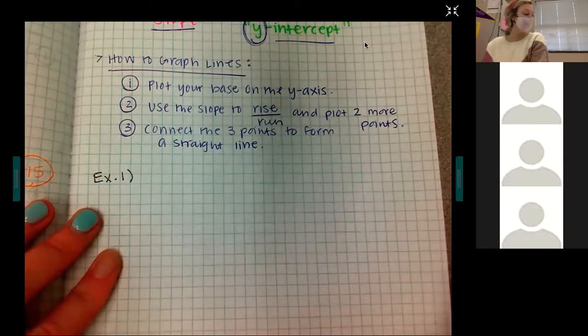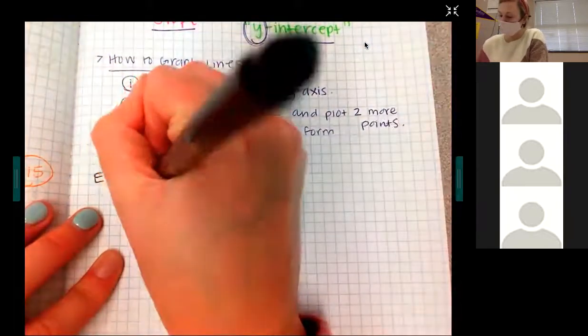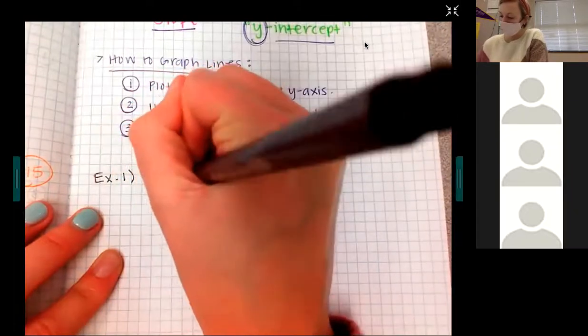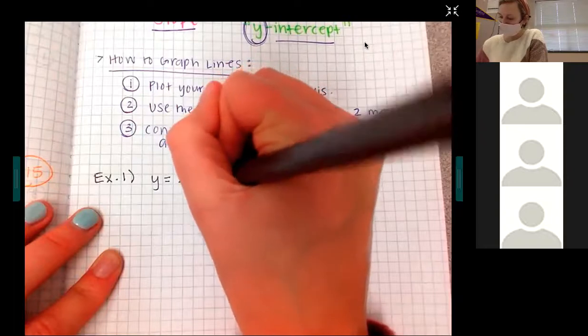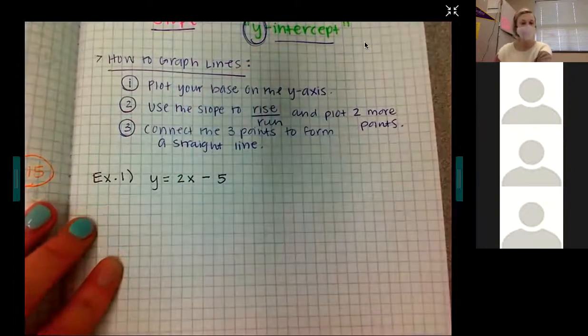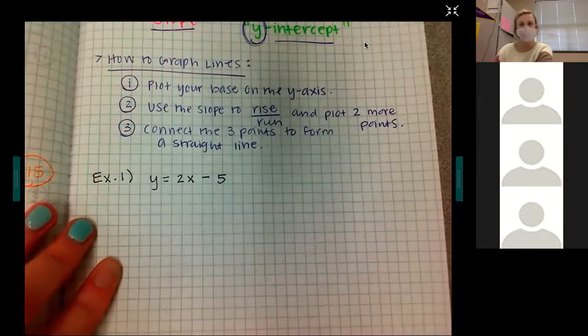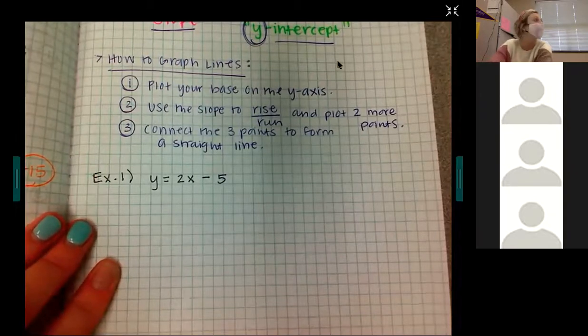You will learn. All right, example 1, let's do y equals 2x minus 5. I got an answer. Not under the 5. So hang on to that question. We'll go over it in a second.